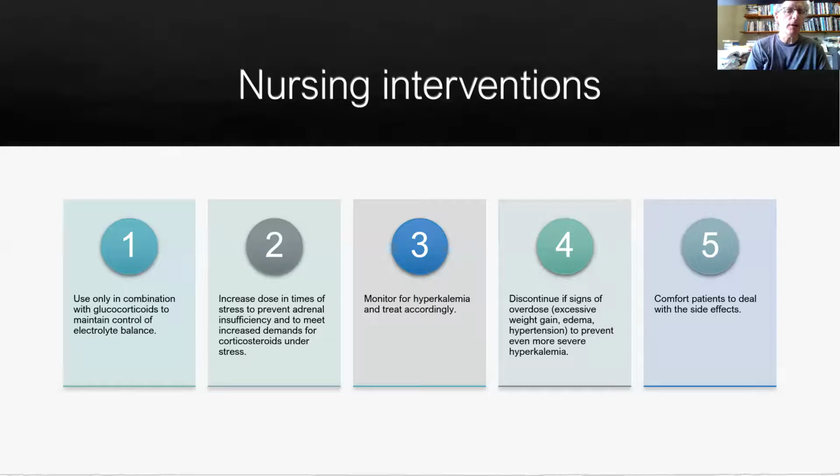So use only in combination with glucocorticoids to maintain control of electrolyte balance. Increase the dose in times of stress to prevent adrenal insufficiency from going to adrenal crisis. Monitor for hyperkalemia, treat it accordingly. Discontinue if you see signs of overdose, excessive weight gain, edema, hypertension, and comfort the patients as they deal with side effects.